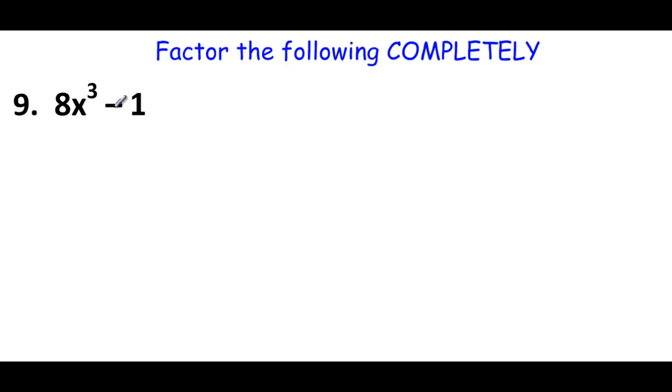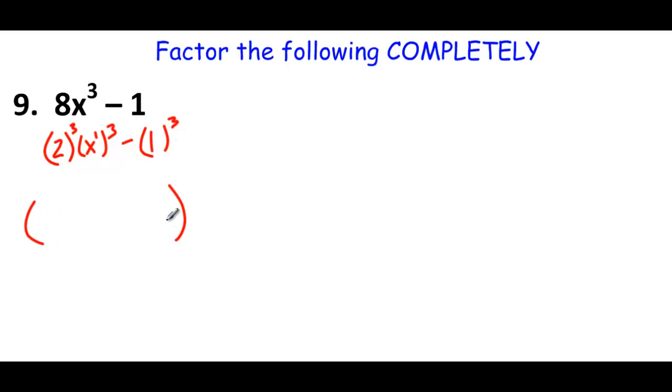But what if I don't have a sum? What if I have a difference? Okay, all it is a couple sign changes. 8 is 2 times 2 times 2. X cubed is x times x times x. And this always throws people, but 1 again is just 1 times 1 times 1.